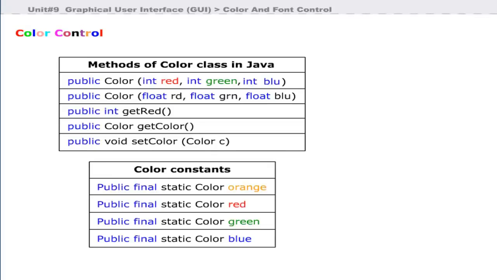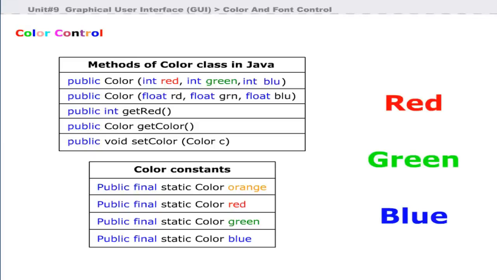Now we will see what is color control in Java. Java defines color class that contains methods and color constants. This figure shows some methods and color constants. The constants are created by using red, green, and blue components.